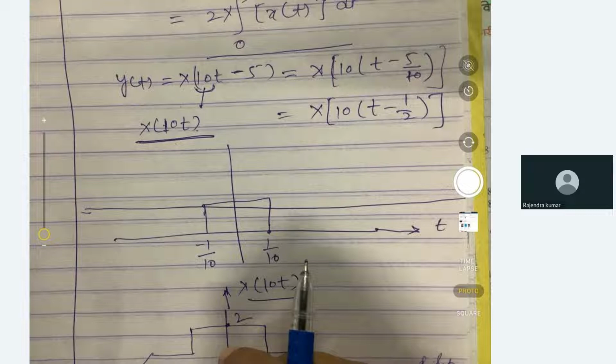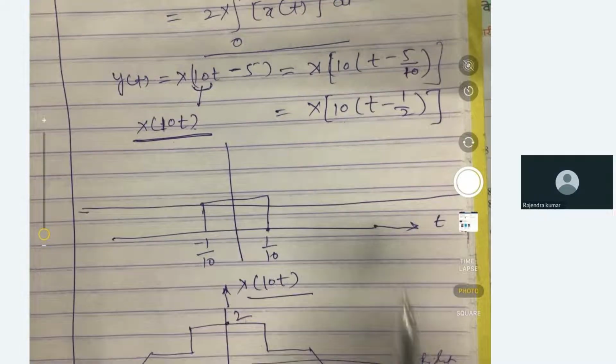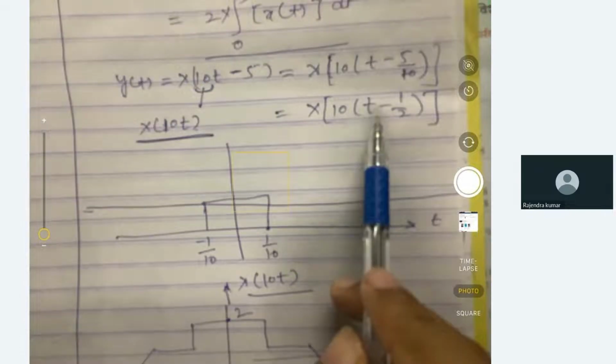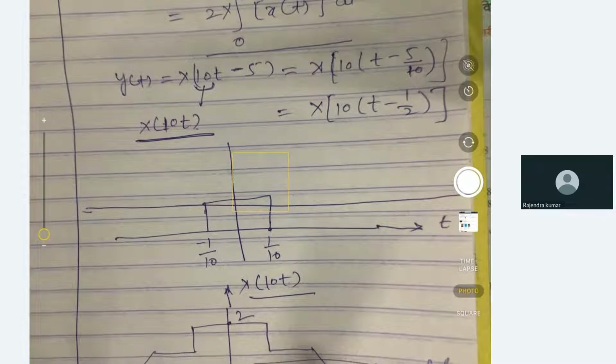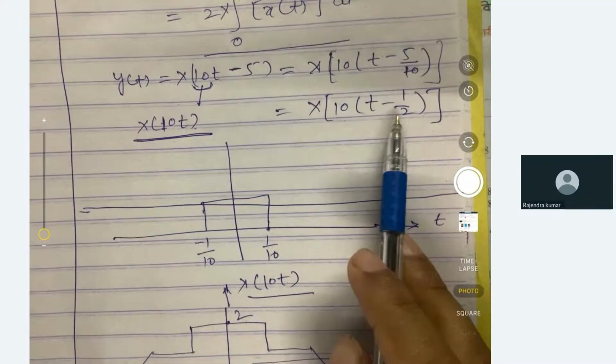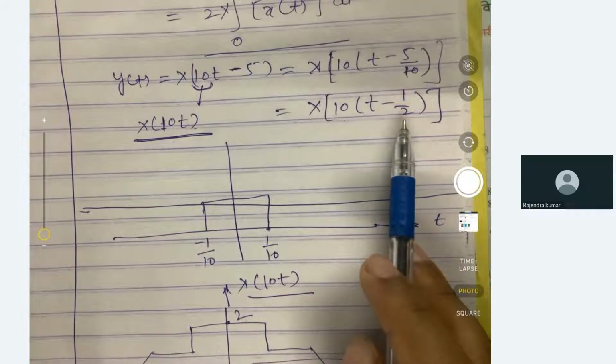Okay, first we have applied reversal. Here reversal is not given, actually not required. In this case we have to first shift the signal right by 5. The given problem is x of 10t minus 5.